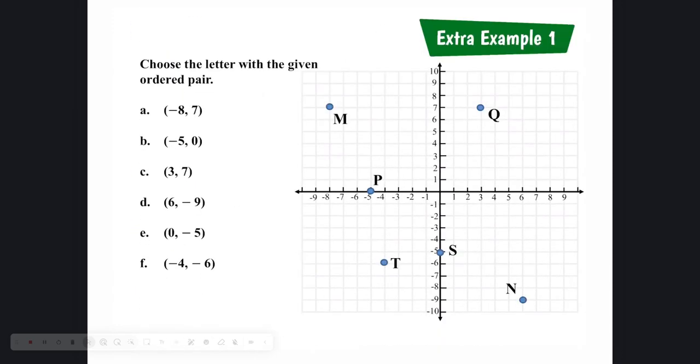Extra example 1. You'll try this problem by yourself. Choose the letter with the given ordered pair. A. (-8, 7). B. (-5, 0). C. (3, 7). D. (6, -9). E. (0, -5). F. (-4, -6). Pause the video and try this problem on your own. When finished, unpause the video to see if you were able to successfully solve the problem.